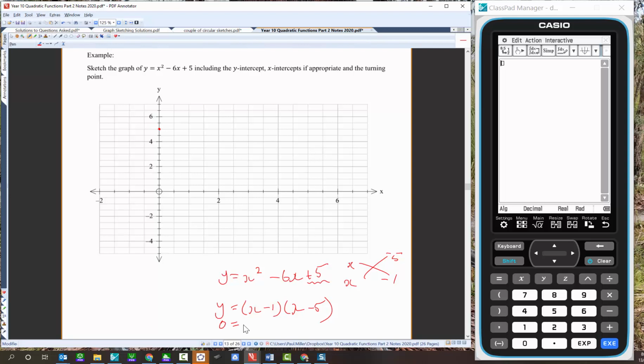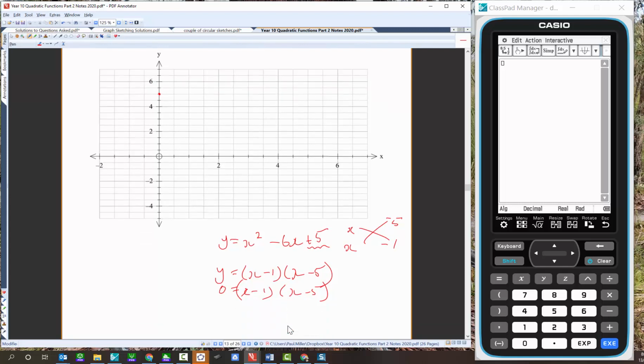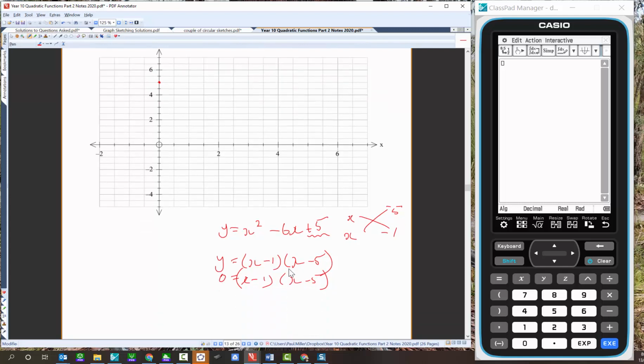Okay, so 0 equals x take 1, x take 5. We're just setting up the null factor law. So I'm going to let y equal 0 to get the x-intercepts. x is equal to 1 or x is equal to 5. Let's pop them in. So there's 1 and there's 5.